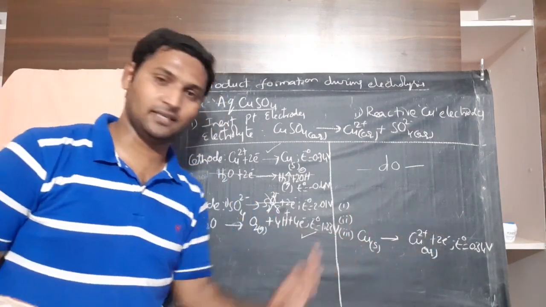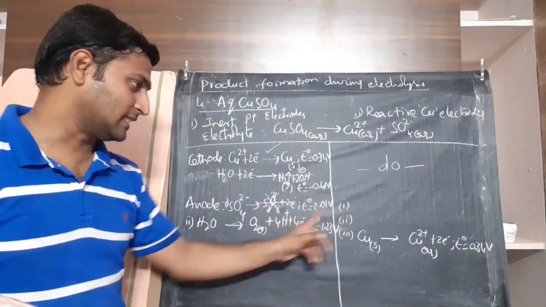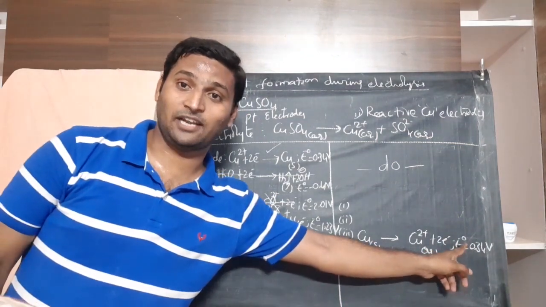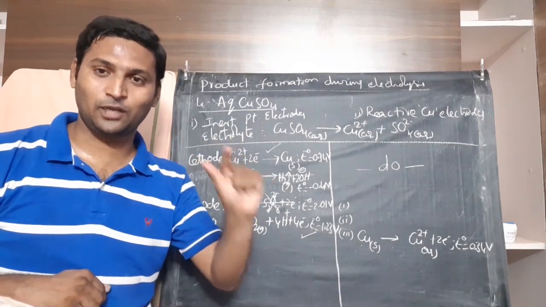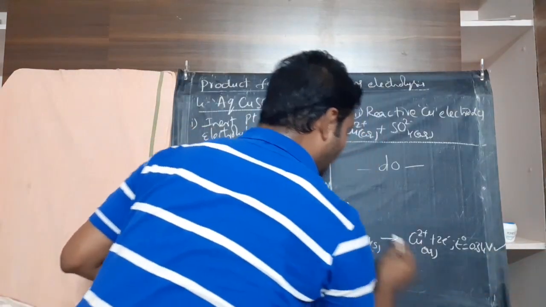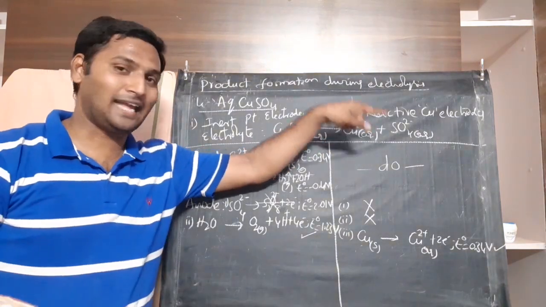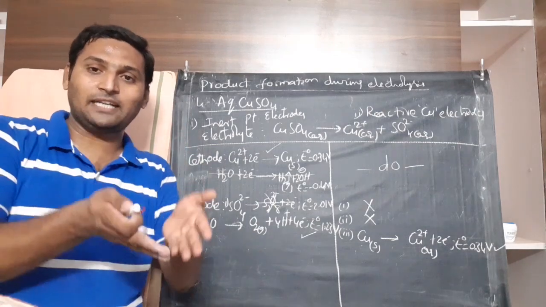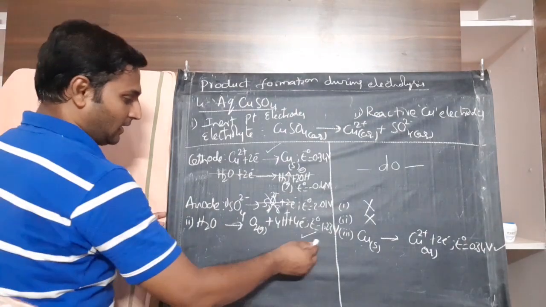Now, come here. For the first reaction, 2.01 volts. For the second reaction, 1.23 volts. For the third reaction, 0.34 volts, which is the lowest value. 2.01, 1.23, 0.34. 0.34 is the lowest value. This occurs, these two do not occur. Means, when you take reactive copper electrodes, at the anode, neither sulfate nor water, the metal used for the anode will be undergoing oxidation.